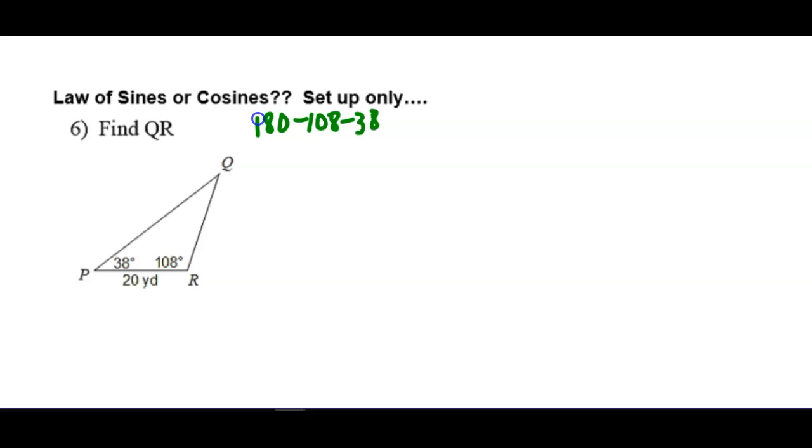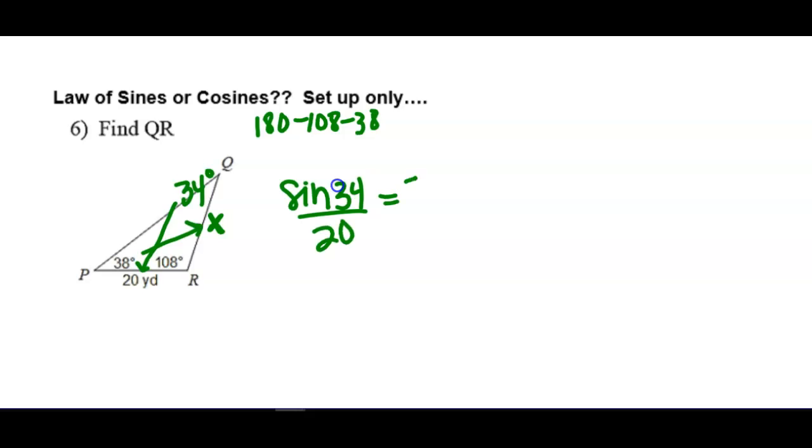180 minus 108 and 38 leaves 34 up here. Now we're trying to find QR, which would be this side here, it says. Because we know things that are across from each other, it's always easiest to use the law of sines. So the sine of 34 is across from 20. In the same way, the sine of 38 degrees is across from x. All right, not going to solve.